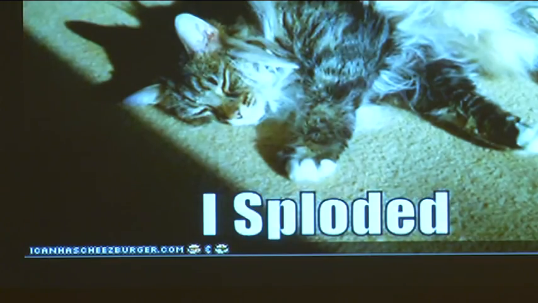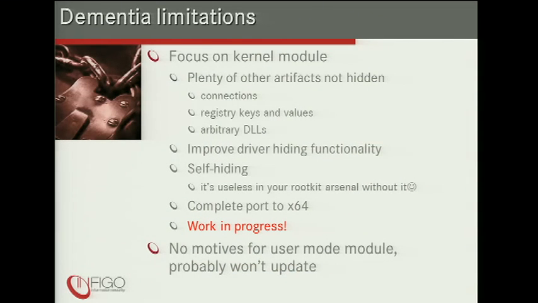Let's get back to the presentation. Okay, as you have seen, Dementia has limitations. I'll focus on the kernel level hiding. It's not currently hiding connections. It's not hiding registry keys and values. You are not able to hide arbitrary files, arbitrary DLLs. Thread hiding can be improved. Driver hiding must definitely be improved.